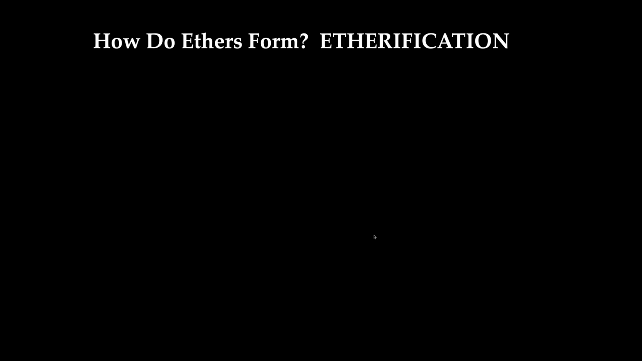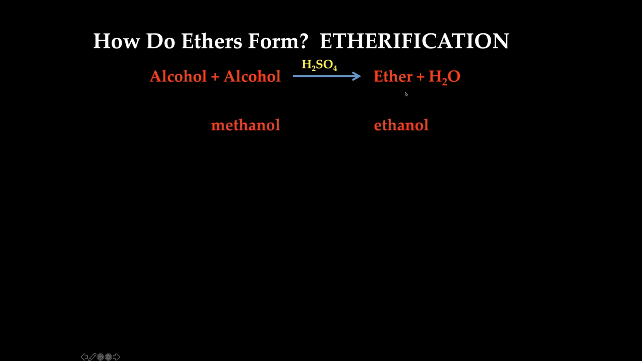Ethers form through a process called etherification. To make an ether, you react 2 alcohols together in the presence of a dehydrating agent, sulfuric acid. This will form an ether and water. The process is also known as dehydration synthesis, since you're removing water, that's the dehydration part, to make a new molecule, that's the synthesis part.